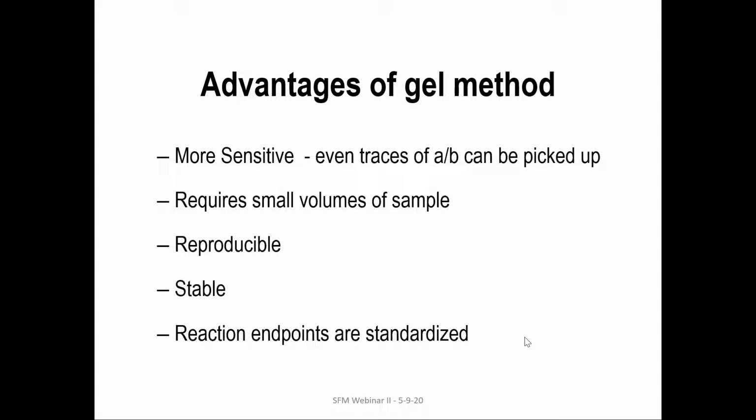Now, this is because from a lab technician's perspective, the gel method has a lot of advantages. One, it is much more sensitive, even traces of antibodies can be picked up. You require a very small volume of sample compared to the tube method. The results are far more stable and reproducible, and the reaction endpoints are much more standardized than you would expect from a tube dilution method.